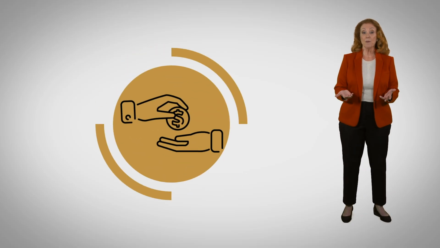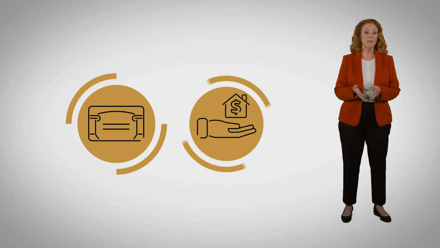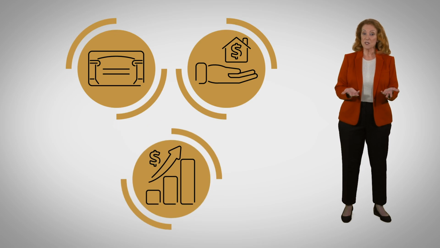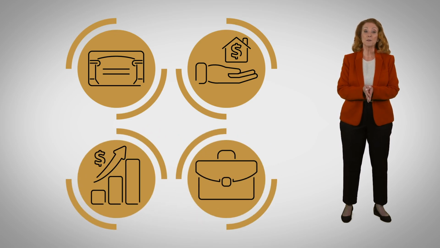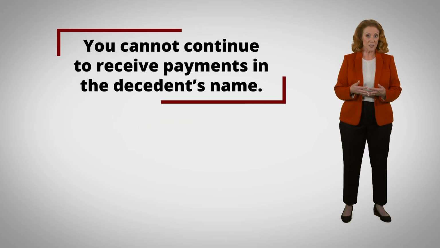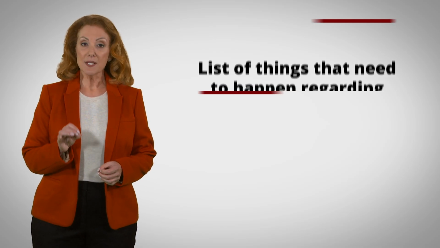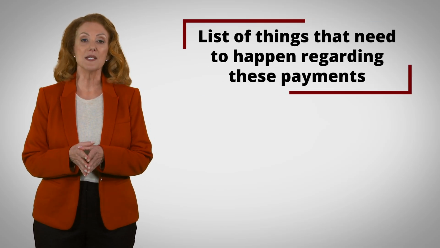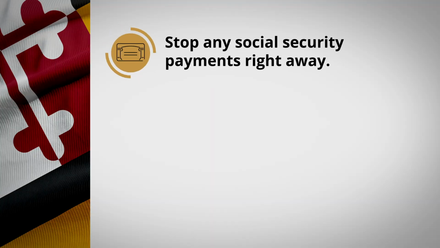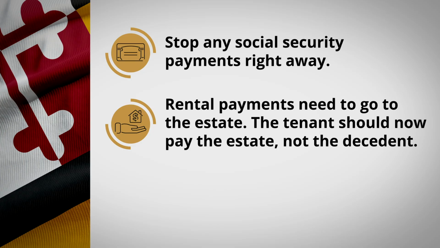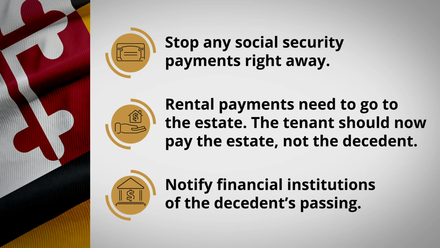The decedent may have regularly received certain payments, for example, Social Security payments, rental income, payments from investments such as stock dividends, or payments from an employer. You cannot continue to receive payments in the decedent's name. I am going to run through a list of things that need to happen regarding these payments. Stop any Social Security payments right away. Rental payments need to go to the estate. The tenant should now pay the estate, not the decedent. Notify financial institutions of the decedent's passing.